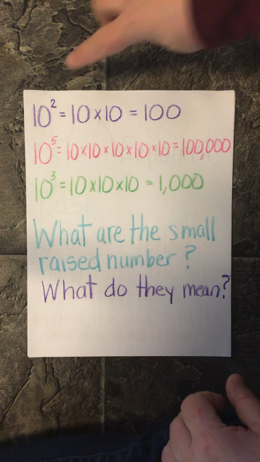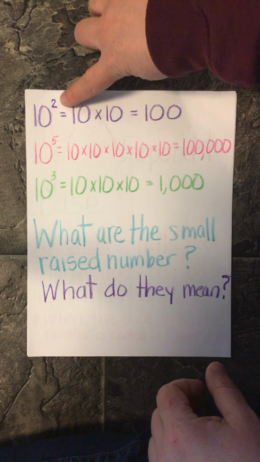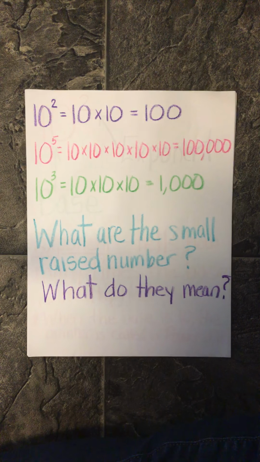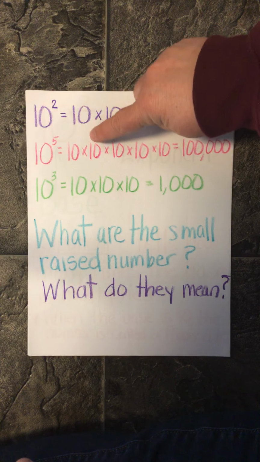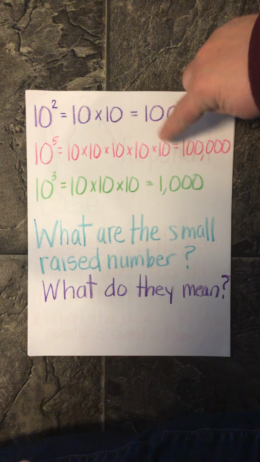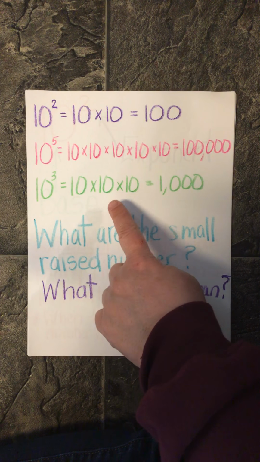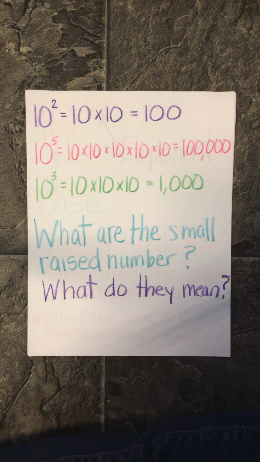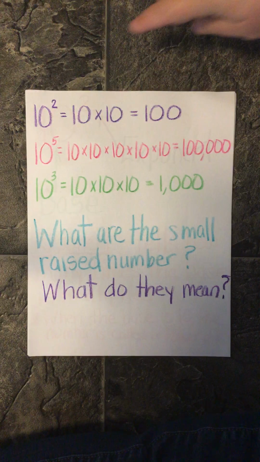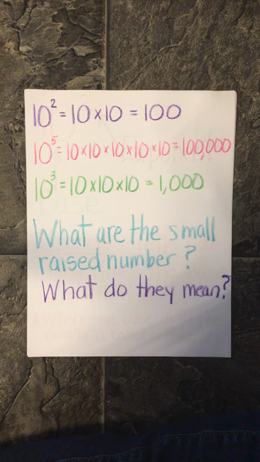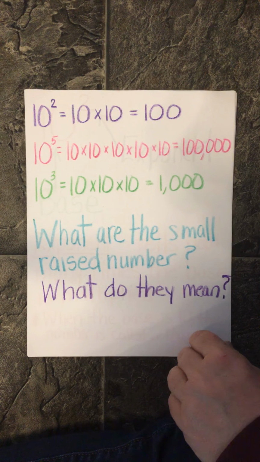10 to the second power, that's how we say that number, equals 10 times 10, which equals 100. 10 to the fifth power is 10 times 10 times 10 times 10 times 10. That equals 100,000. 10 to the third power, 10 times 10 times 10, equals 1,000. What do you think those raised numbers are? These small numbers, this 2, this 5, this 3. What are the small raised numbers and what do they mean?